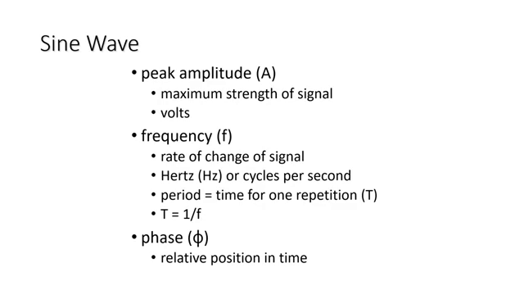Frequency, represented by a lowercase f, is the rate in cycles per second, or hertz (Hz), at which the signal repeats. Related to frequency is the period, represented by a capital T, of a signal, which is the amount of time it takes for one repetition. The period of a signal is T equals 1 divided by f. Phase, represented by the Greek letter phi, is the measure of relative position of a point in time or instant within a single period of a signal.